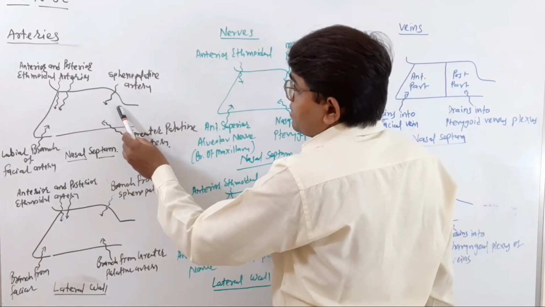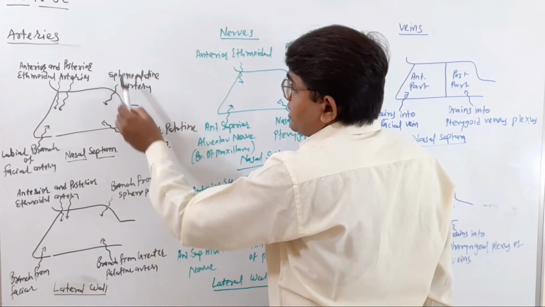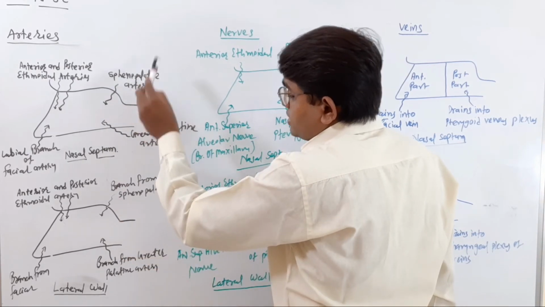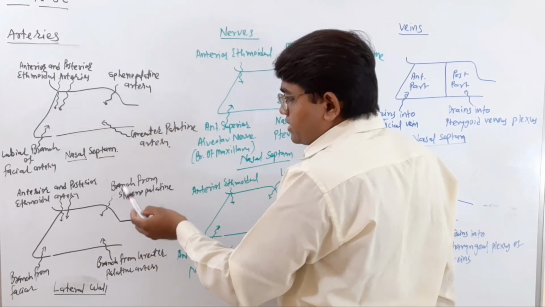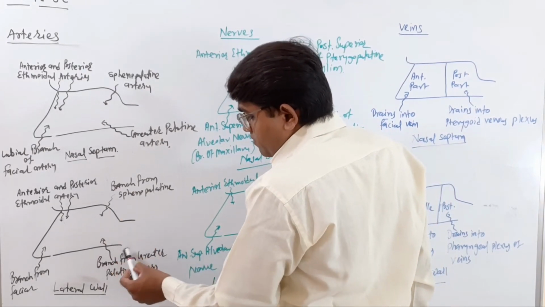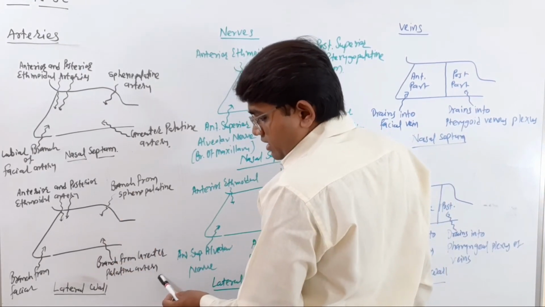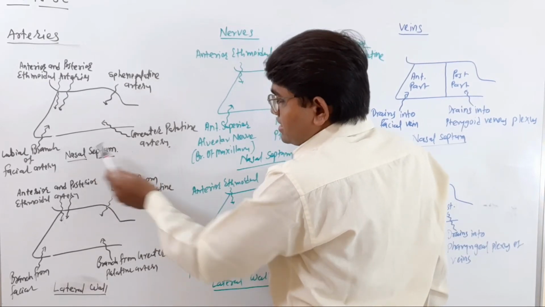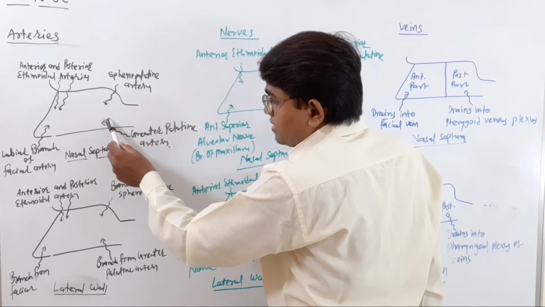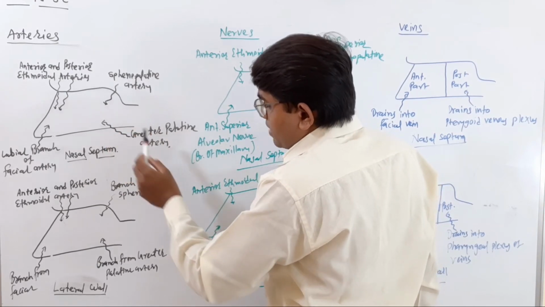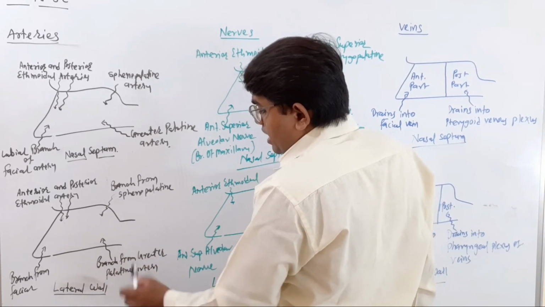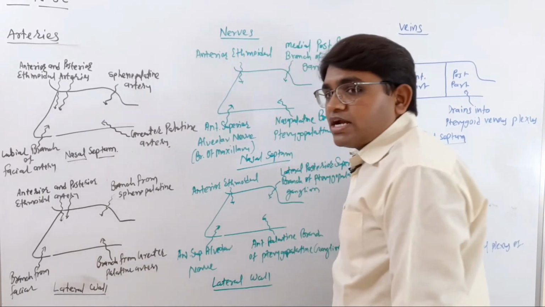In the nasal septum, the sphenopalatine artery, the main artery, is supplying, and on the lateral wall, the branch of the same artery, the sphenopalatine artery, is supplying. On its posterior inferior part, the branch from the greater palatine artery. In the nasal septum, the main trunk of the greater palatine artery is supplying, and the branch of this artery supplies the lateral wall.